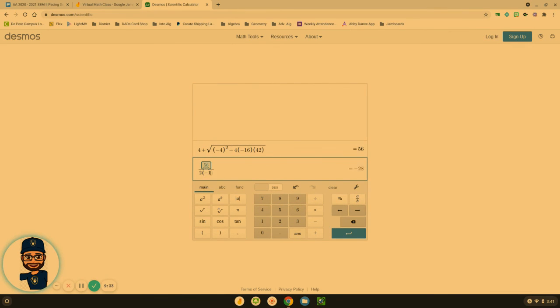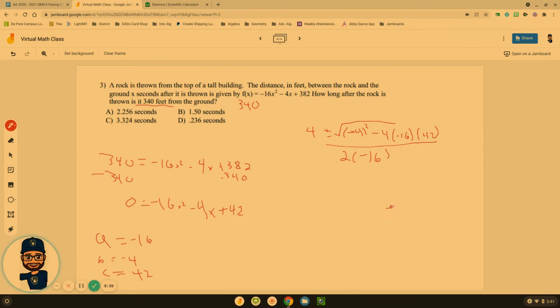So we take that previous answer of 56, we divide it by the bottom, which is 2 times -16, and we get -1.75 seconds. So one answer we got was -1.75 seconds. Again, it can't go negative time. We don't have a time machine to go backwards, so that's not a viable solution.